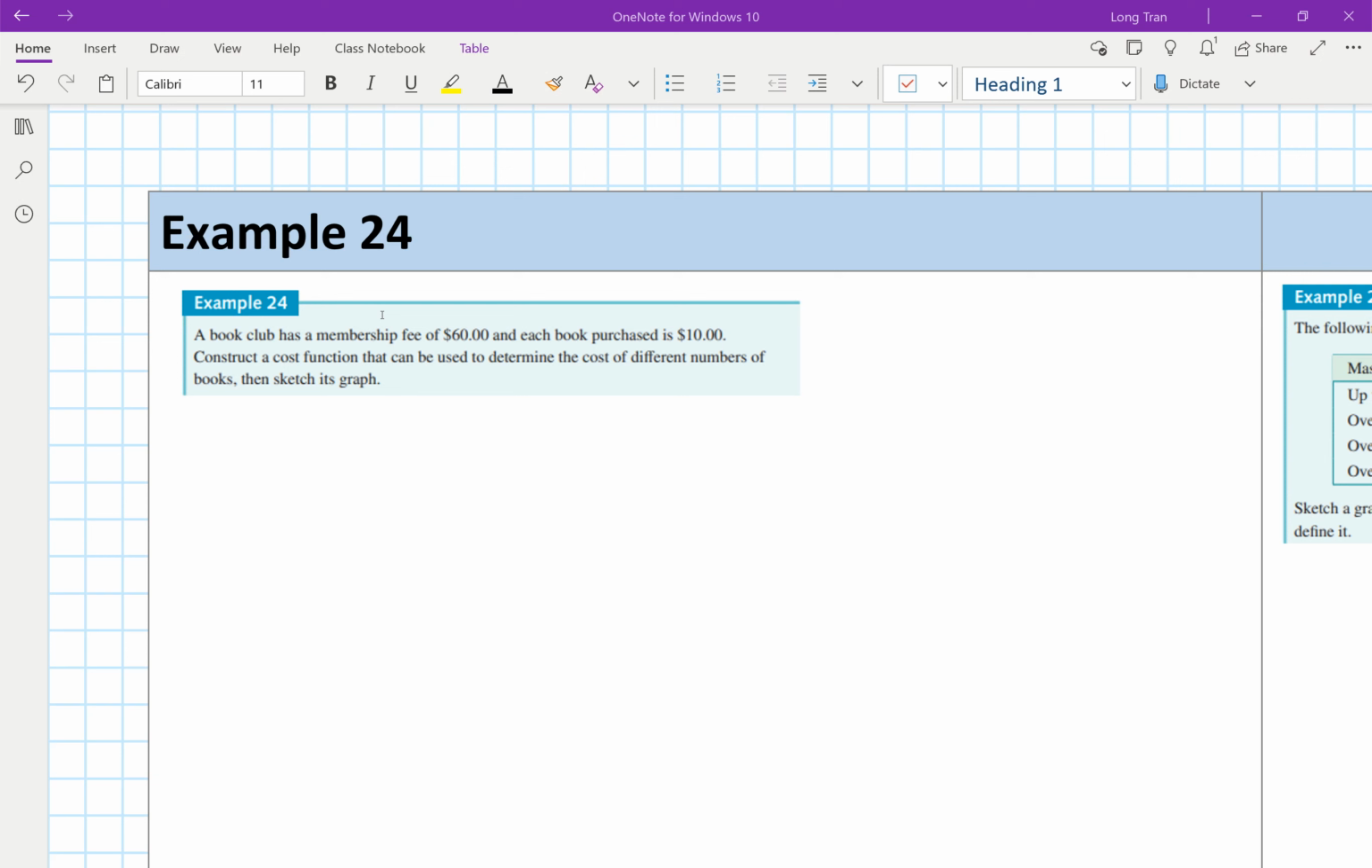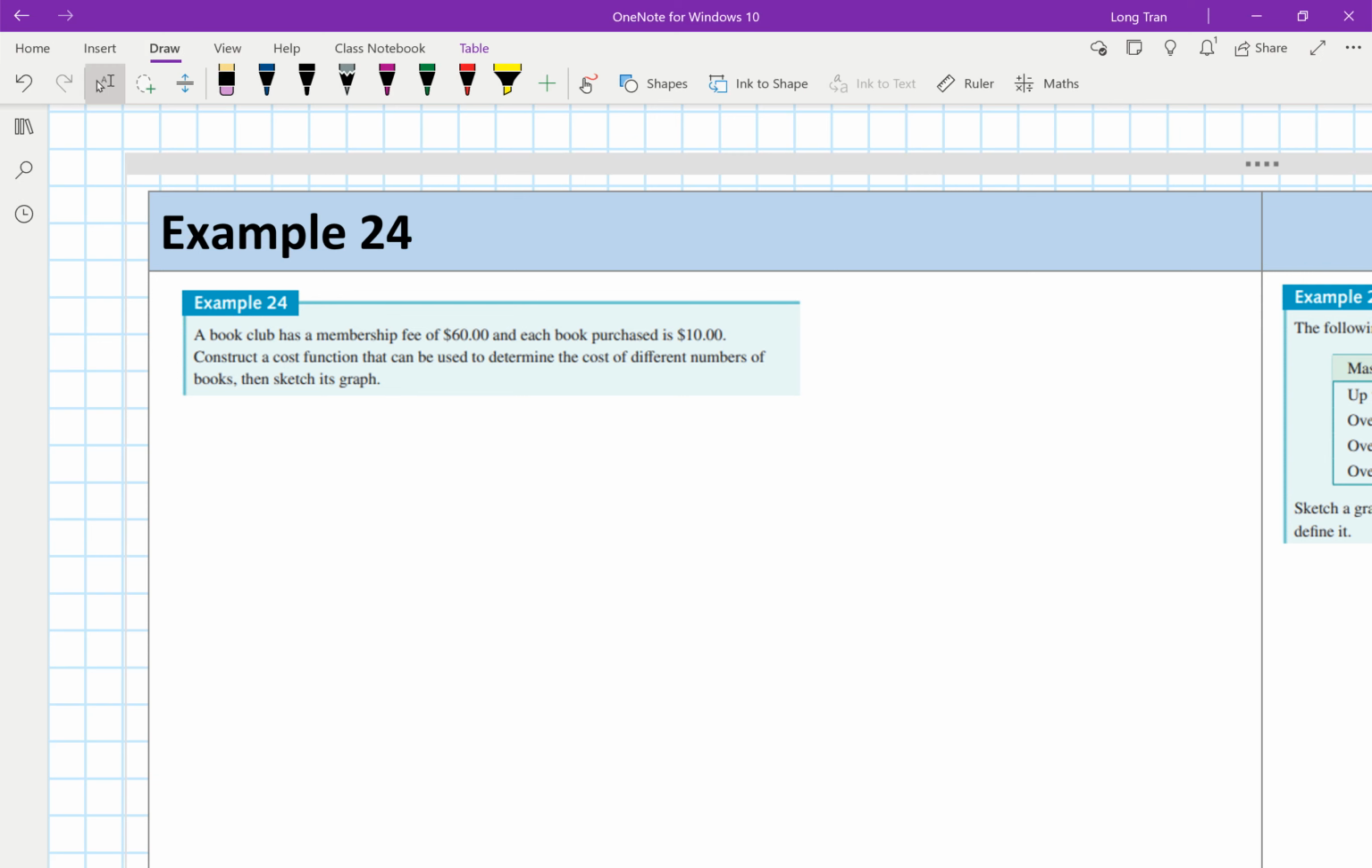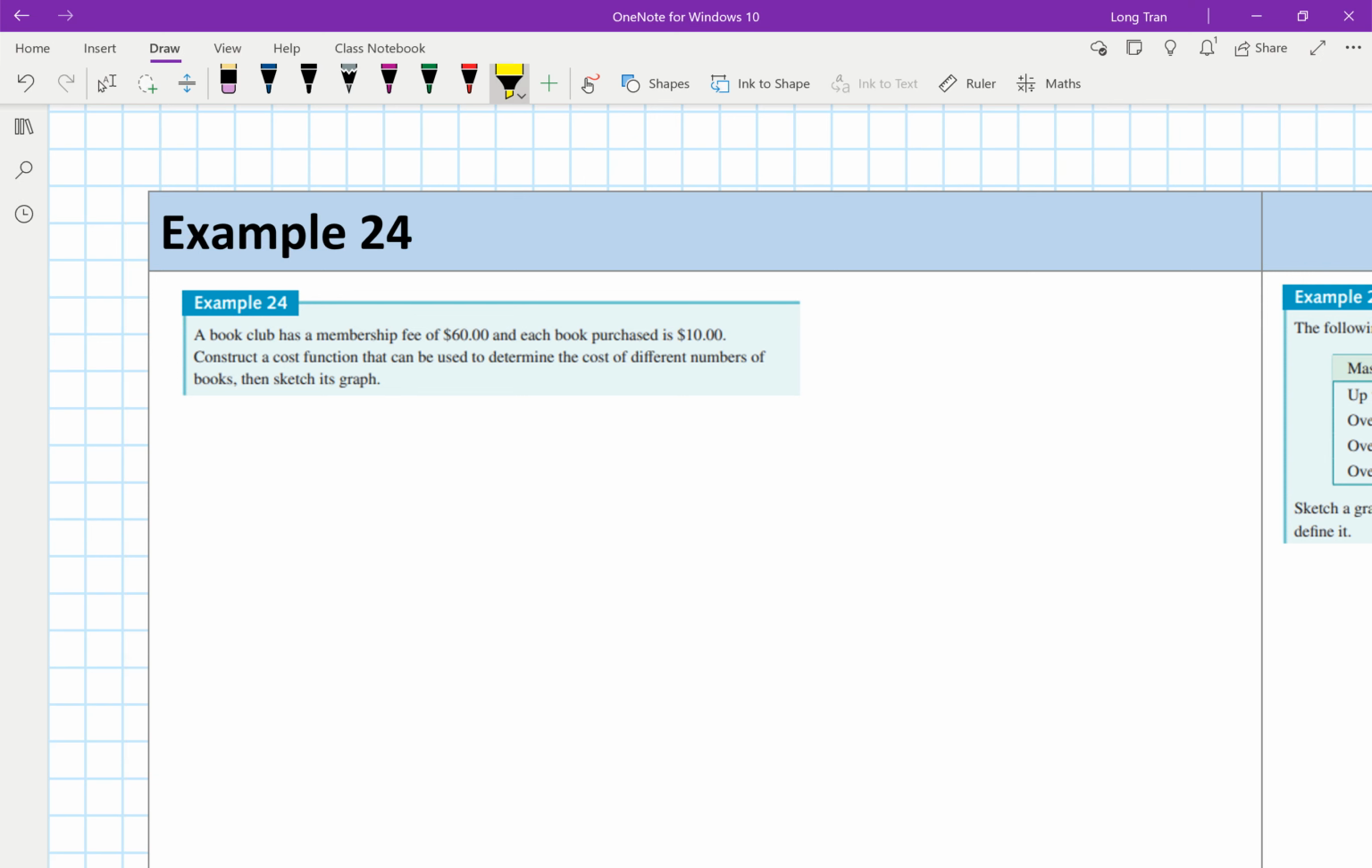A book club has a membership fee of $60 and each book purchased is $10. Okay, so each book that is purchased is $10. So if you purchase 3 books, then you would have paid $30, isn't it? So that there already I can see it's $10 multiplied to the number of books that you purchased. But the membership fee is a constant fee. That's what you pay up front.